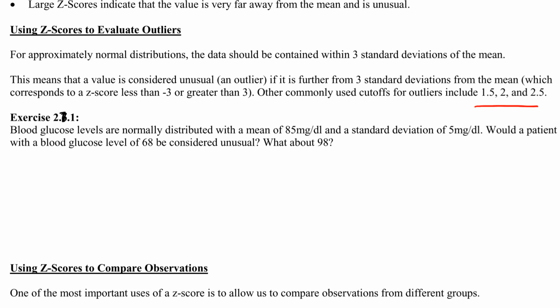So the first example, or only example here, is exercise 2.7.1. Blood glucose levels are normally distributed. So this is what's telling me that the mean and standard deviation are legit. I can go ahead and use them if I really wanted to. I could draw a cute little normal curve, my bell-shaped curve, with a mean. Okay, so we got our mu of 85 and a standard deviation of 5, so our sigma.